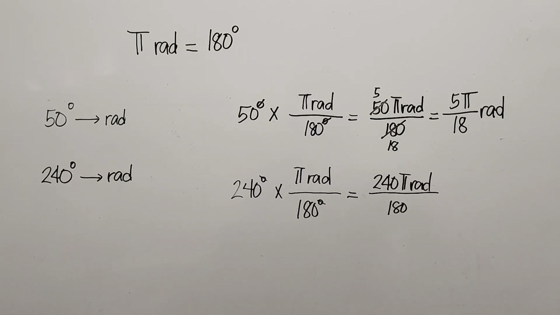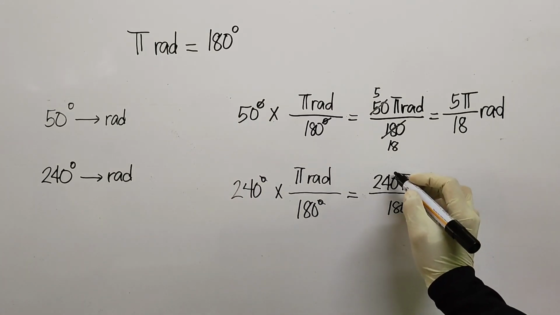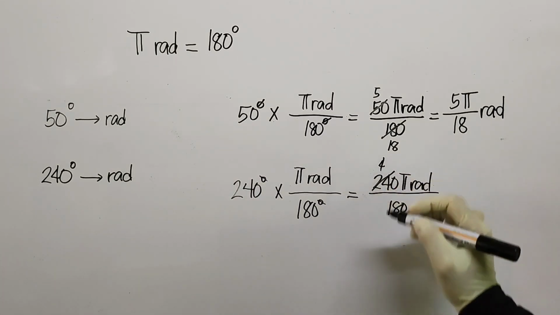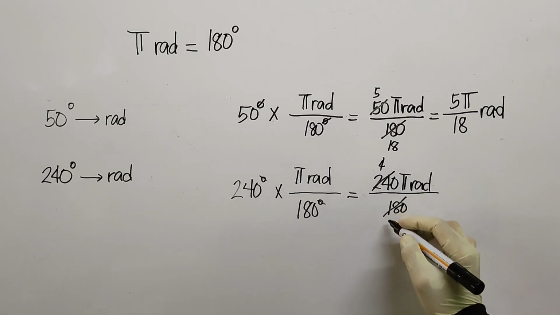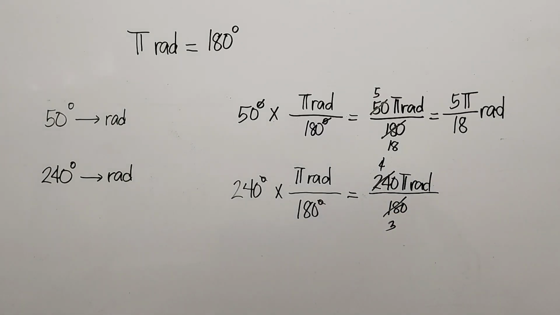And right after that, we will get the greatest common factor between 240 and 180. And the greatest common factor is 60. So we will divide 240 by 60, so this is 4. And 180 divided by 60, this is 3. Therefore, the equivalent radian measure of 240 degrees is 4 pi over 3 radians.